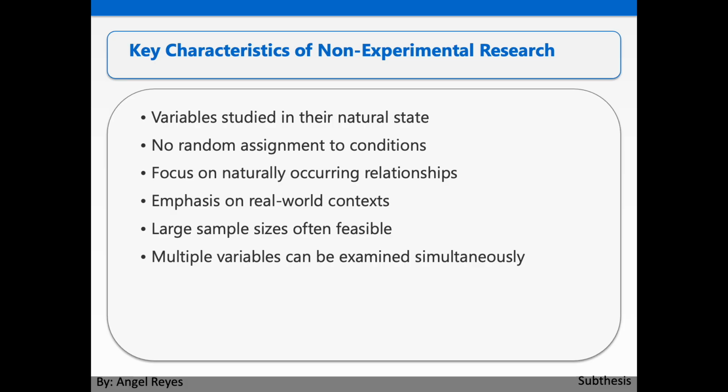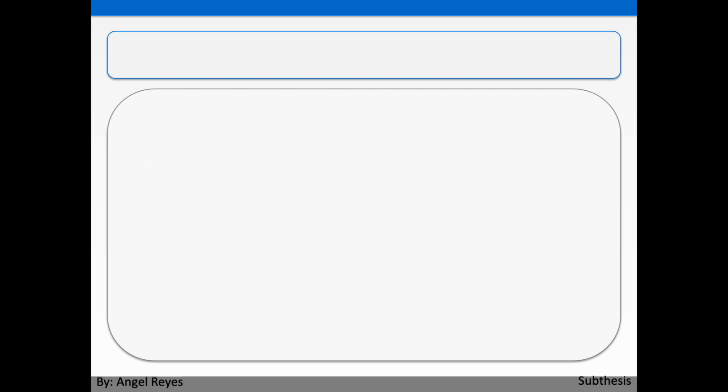There's an emphasis on real-world context, which gives non-experimental research high ecological validity. What we discover is more likely to apply to actual situations because we studied actual situations. Large sample sizes are often feasible because we're not creating expensive experimental conditions or requiring intensive interventions. We can survey thousands of people or analyze existing databases with millions of records.